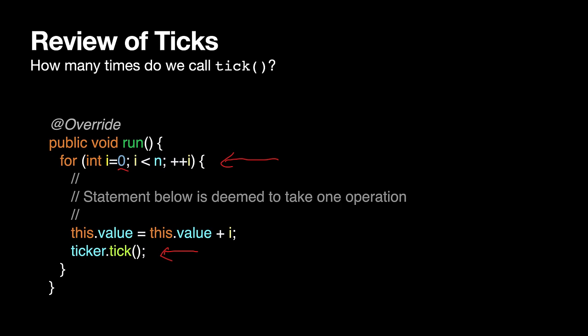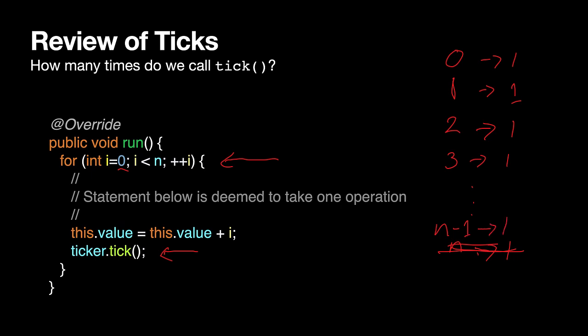If I wanted to make a table describing how many times this tick code would be run, I could start off at 0, and it's run once. Then my counter goes up to 1, and it's run once more. My counter goes to 2, and it's run once. Then it goes to 3, it's run once, dot, dot, dot, all the way up to n, and it's run once. No, that doesn't happen. Ticks will run at n minus 1, but it won't actually get up to n.